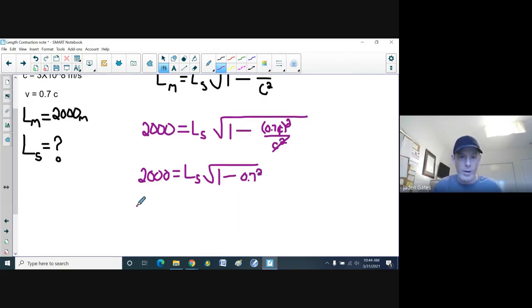And so I'm going to have a 0.7 squared here. Again, just simplifying, I got 2,000 long, that's what it appears to look like, equals Ls times the square root of 1 minus 0.7 squared. I take the square root, and to 2 decimal places, I get 0.71. Now I'm going to divide both sides by 0.71.